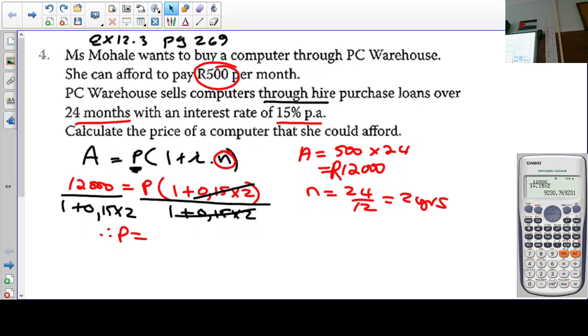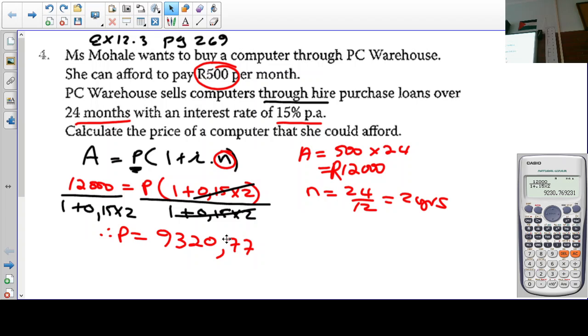You all agree with that? 9,230 comma 77. Okay, any confusion there, people? What was the issue? What made this a problem?